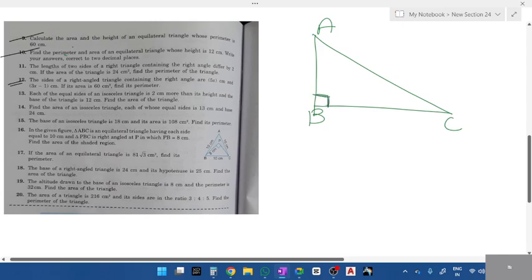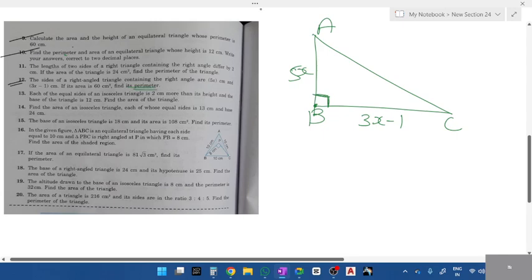B, right? So which two sides are touching B, students? AB and BC. So what are the values given here? The side of a right angle triangle containing the right angle. So AB and BC contain the right angle. You can take this as 5x. The other one is 3x minus 1. Fine.